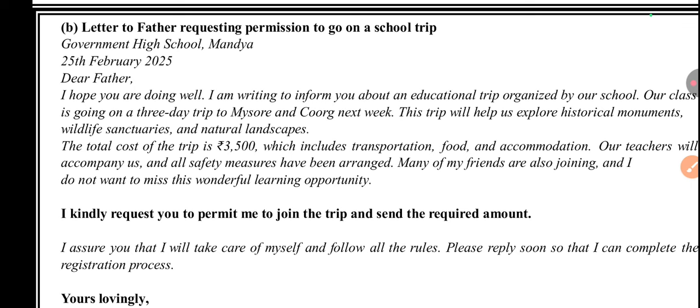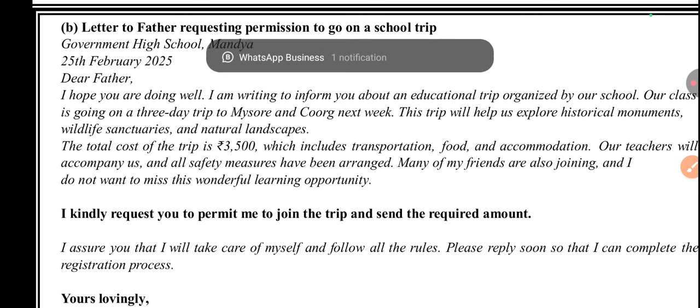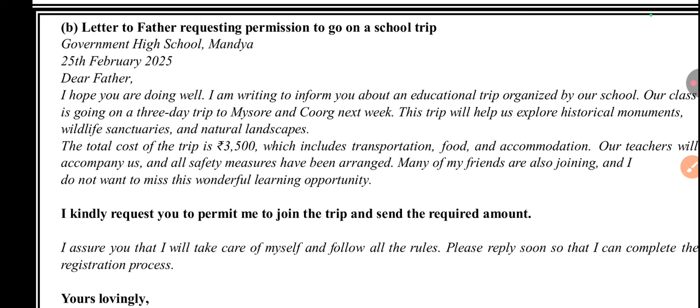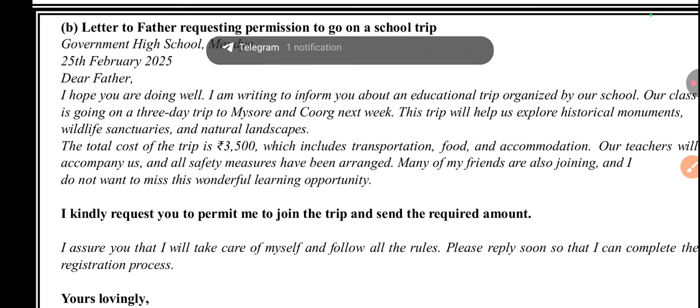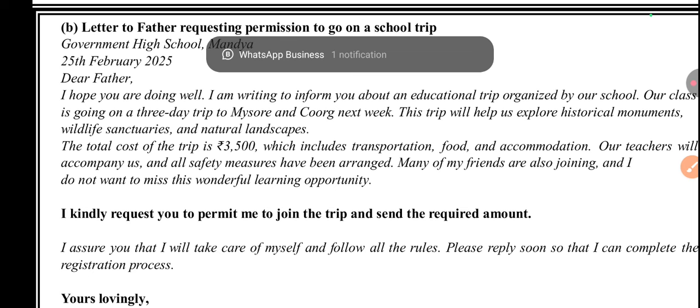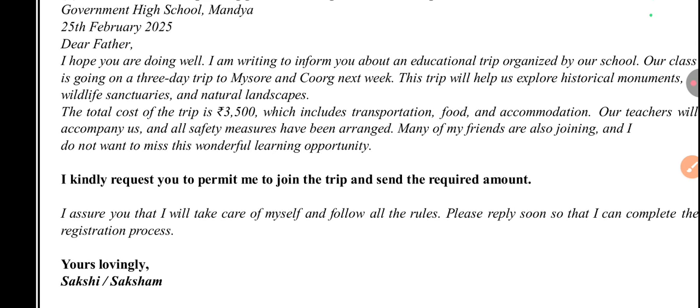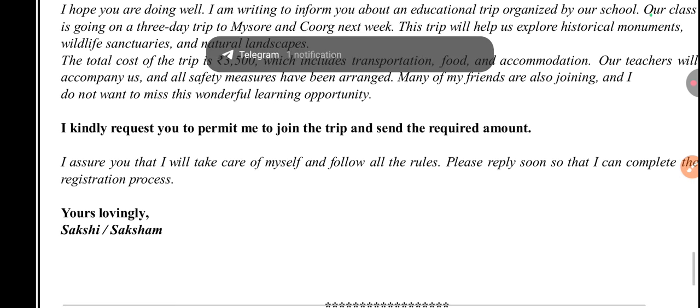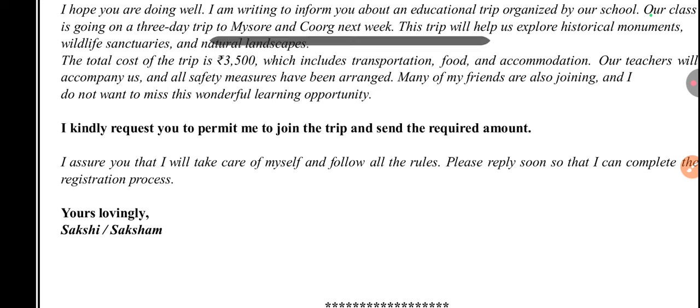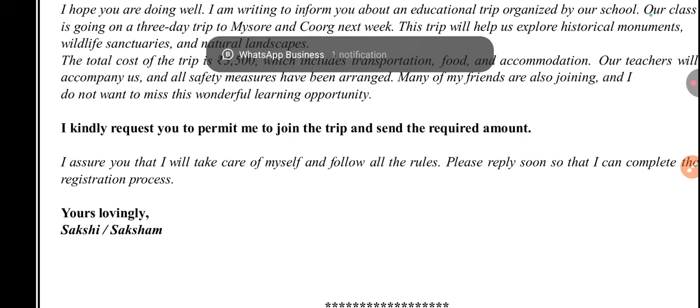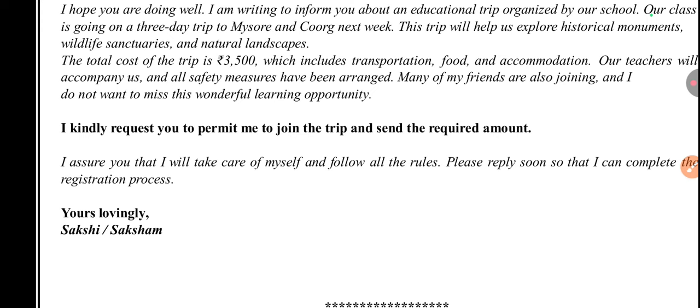The total cost of the trip is 3,500, which includes transportation, food, and accommodation. Our teachers will accompany us, and all safety measures have been arranged. Many of my friends are also joining, and I do not want to miss this wonderful learning opportunity. I kindly request you to permit me to join the trip and send me the required amount. I assure you that I will take care of myself and follow all the rules. Please reply soon so that I can complete the registration process. Yours lovingly, Sakshi or Saksham.